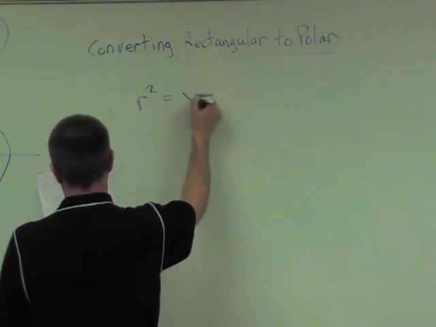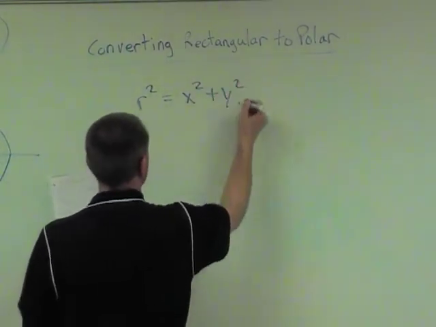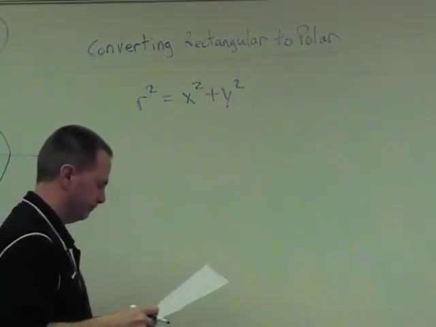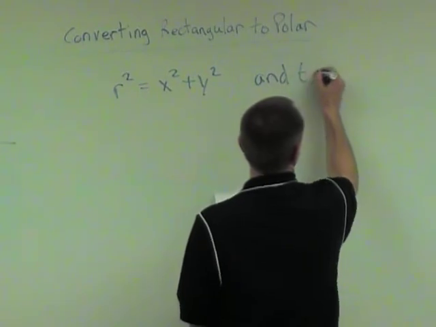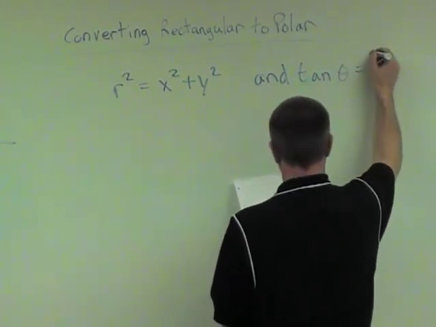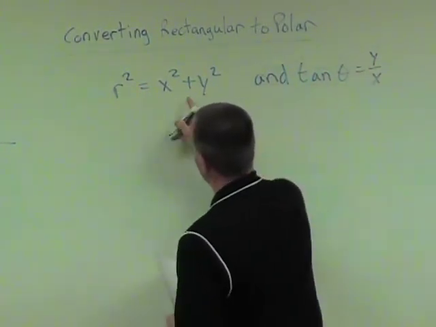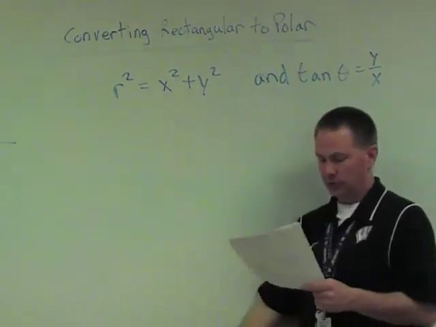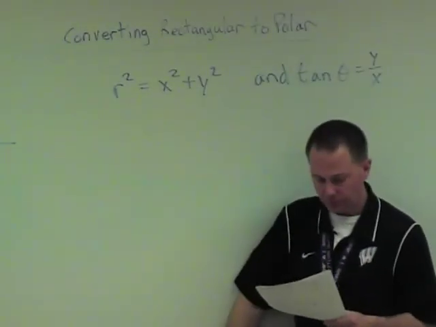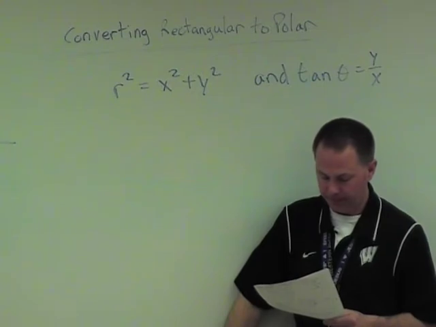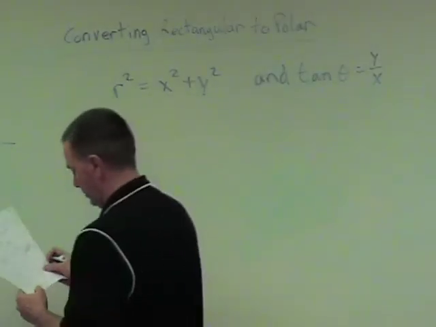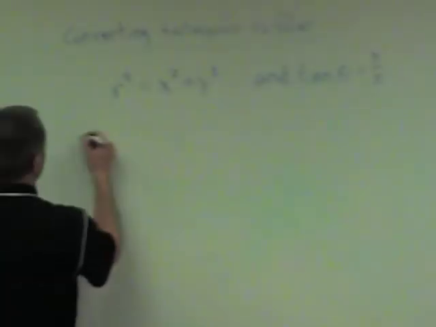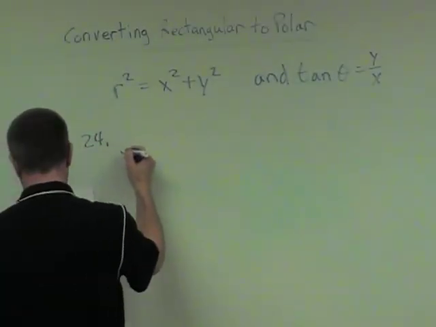r squared equals x squared plus y squared. And tangent of theta equals y over x. You know this. You know this as a circle. We'll talk about that here in a minute. Alright, so let's do something simple. That's number 24.